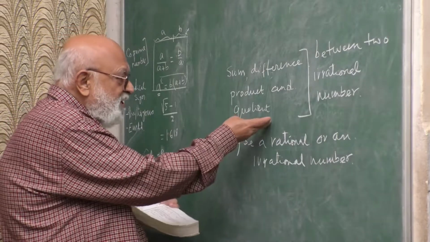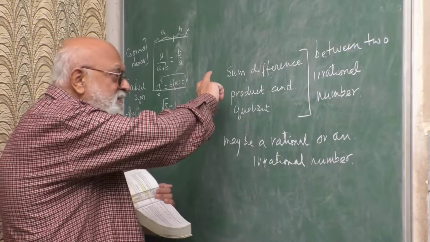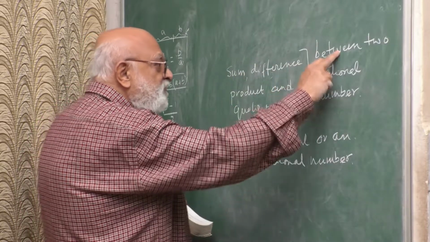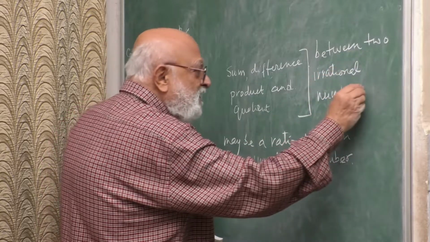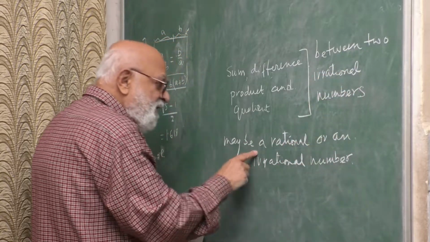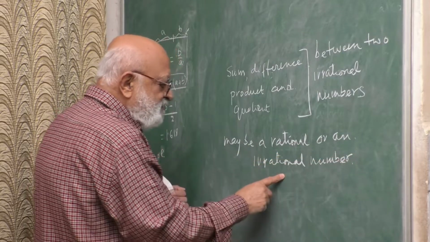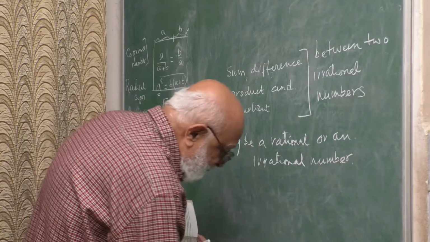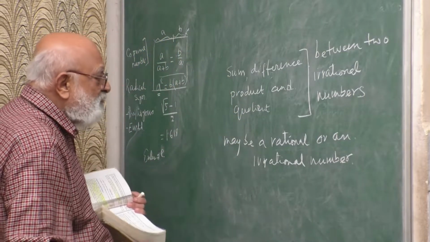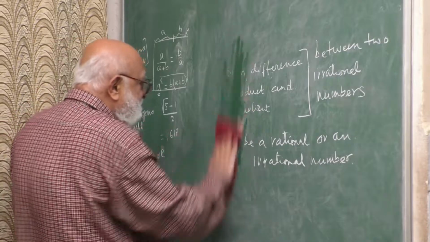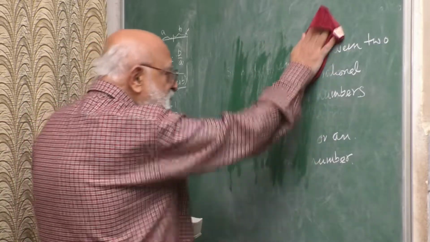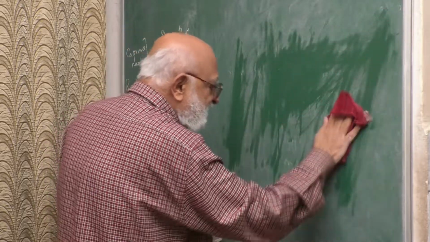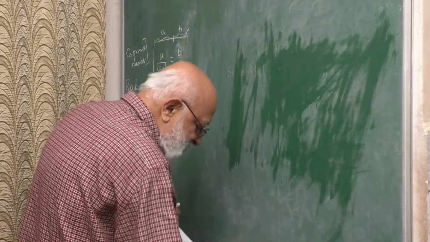This one is now very clear to you. I have now written it differently. So this is the sum, difference, product and quotient between two irrational numbers, may be a rational number or an irrational number. These are drawn on the basis of previous examples. There is another very important mathematical operation that we have not discussed. We have used it, but we have not discussed it very carefully. And let us do that.